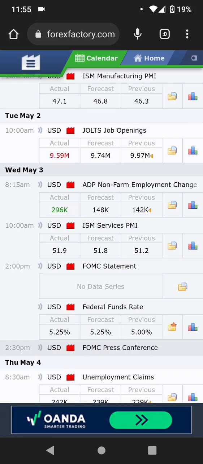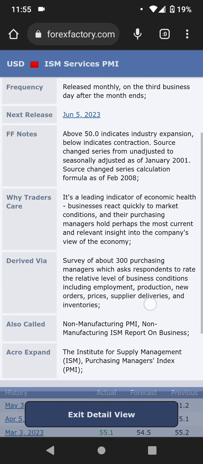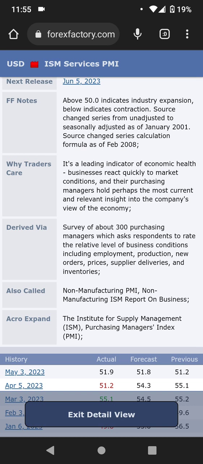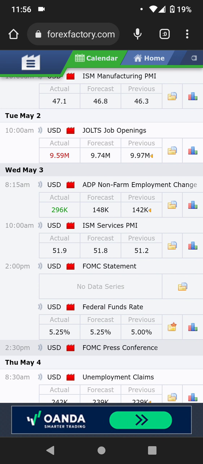ISM services. Let's figure out what ISM is. ISM is a non-manufacturing PMI, non-manufacturing report on business. Okay, it is a leading indicator of economic health, which businesses react to quickly based on market conditions and purchasing. And they're purchasing. That's a buy signal. So at 10 a.m., we should be looking for a buy signal on Wednesday. Let's go look.